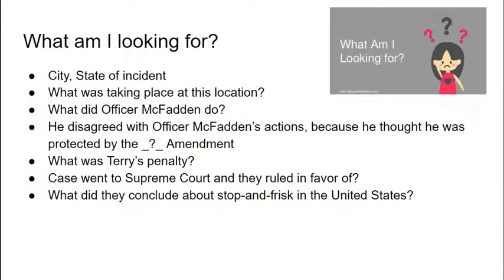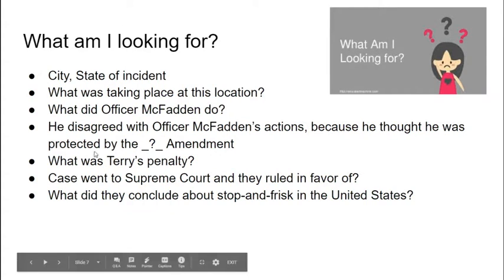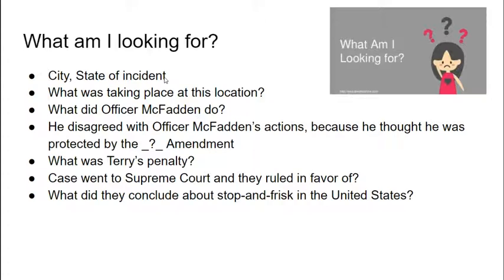All right, welcome back. So in looking at Terry versus Ohio, and in looking at the 3 cases I'm going to have you work on outside of class, you're going to see some common tasks here. In all of them, they're going to ask the city and the state of the incident. When did this take place? Where did it take place? So as far as we know, in the Terry versus Ohio case, it took place in Cleveland, Ohio.